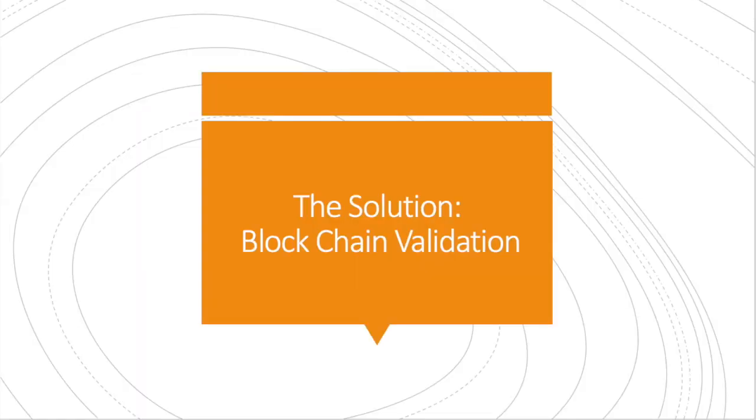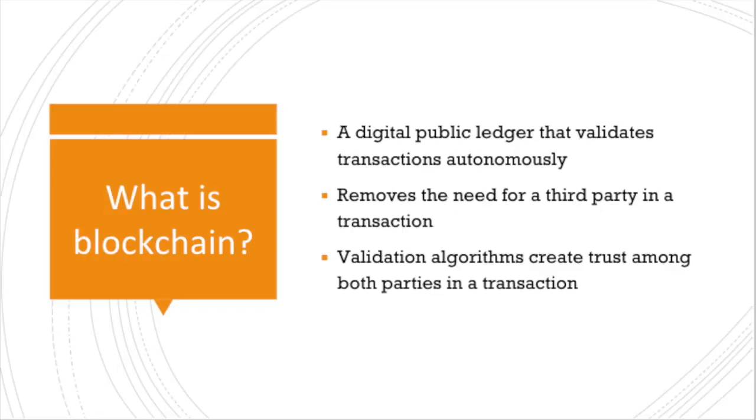Our solution is to implement a blockchain validation system to the current U.S. voting system in Florida. What is blockchain? Blockchain is a digital public ledger that validates transactions autonomously. One key component of blockchain is that it is always validating transactions with previous transactions, thus to keep a record that all transactions are valid. This is an important aspect of blockchain and will be important in its application in voting.